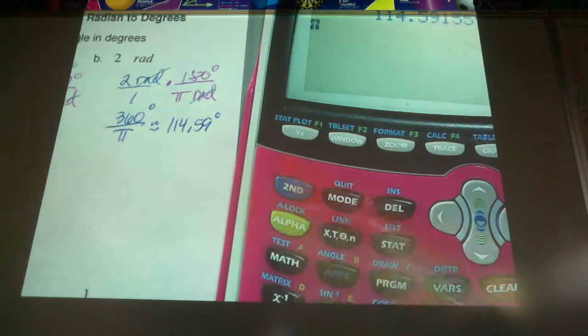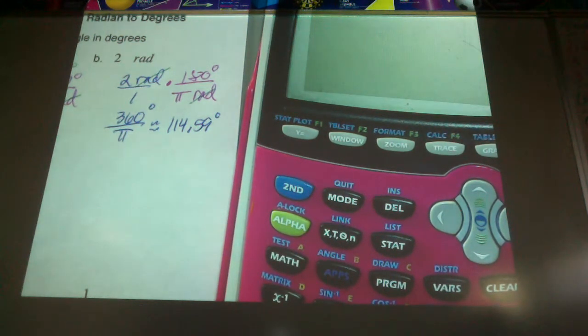So what would happen if I divided it by 3.14? Oh, goodness. Hang on, let me put that one back up there.